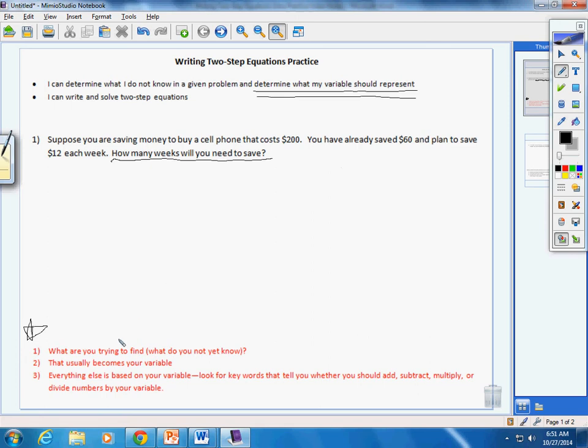So step number 2 says that usually becomes your variable. So define your variable. X is going to equal the number of weeks. That's the thing that we don't know. That's why it's the variable, because we don't know what that variable is. We're going to try and solve for that variable. So now we have to try and set up an equation based on that variable, based on number of weeks.